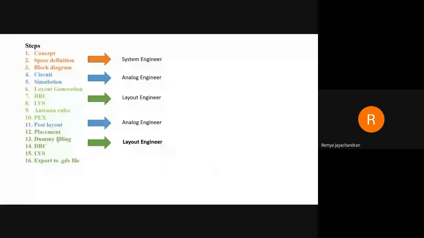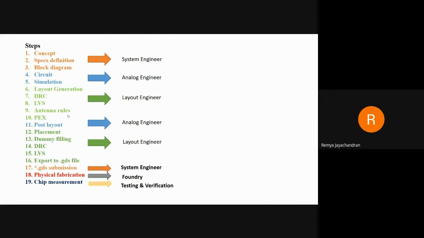Then again, we have to go for the design rule check and then the LVS check. Once the LVS check is clean and the design rule check is correct, then we can export this to the GDS file. So these are the steps done by the layout engineer.